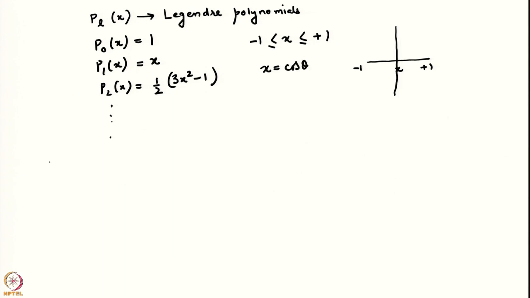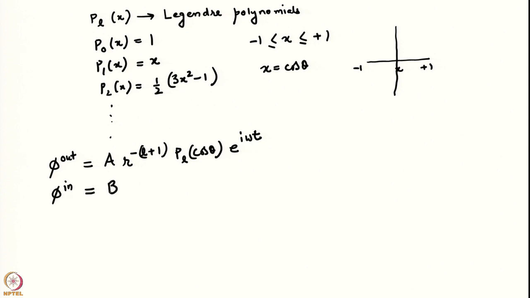So, now with whatever we have learned so far, I am going to set phi out, the perturbation velocity potential for the outer fluid, to be equal to some constant, which could be in general complex, r to the power minus l plus 1, PL of cos theta, which is basically x, into e to the power I omega t. Phi in is some other constant b, again possibly complex, r to the power l, again PL of cos theta, e to the power I omega t.